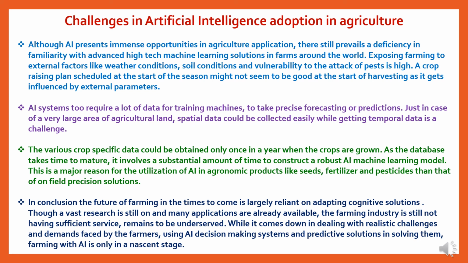In conclusion, the future of farming in the time to come is largely reliant on adopting cognitive solutions. Though vast research is still on and many applications are already available, the farming industry is still not getting sufficient service and remains underserved. When it comes to dealing with realistic challenges and demands faced by farmers, using artificial decision making systems and predictive solutions to solve them, farming with artificial intelligence is only at a nascent stage.